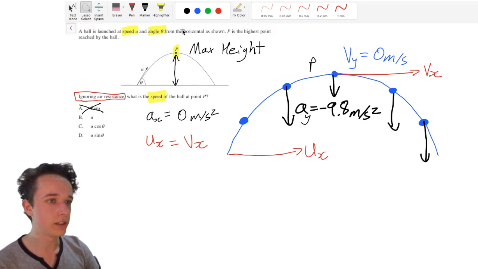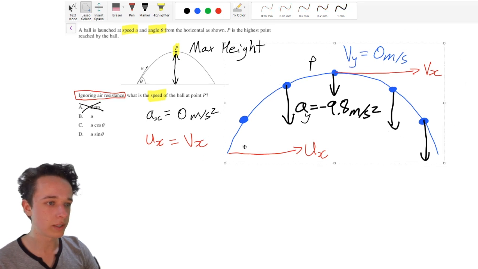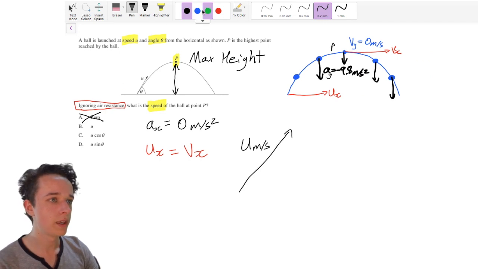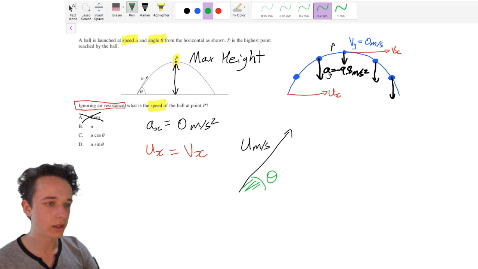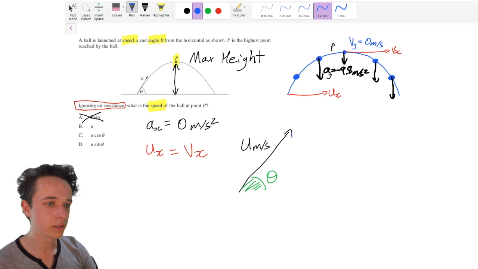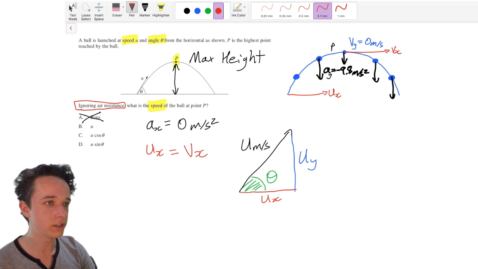So let's draw an initial velocity triangle, and I'll just make this smaller so there's some more room. So we are launching the projectile with a magnitude of u meters per second at an angle of theta to the horizontal. Now, if we break this into its constituent x and y components, we get u of x here and uy here. Uy isn't relevant to us at the moment, so I'm going to ignore that, but ux definitely is relevant.